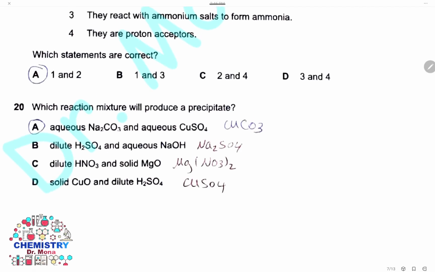Question 20. Which reaction mixture will produce a precipitate? Here the reaction between aqueous sodium carbonate and aqueous copper sulfate will produce copper carbonate, and all carbonates are insoluble, so copper carbonate is a precipitate, and the correct answer will be A. Sulfuric acid with sodium hydroxide will produce sodium sulfate, which is soluble. It is not a precipitate. Nitric acid with magnesium oxide will also produce magnesium nitrate, which is soluble. Copper oxide with sulfuric acid will produce copper sulfate, which is also soluble, so the only precipitate will be copper carbonate, and the answer is A.